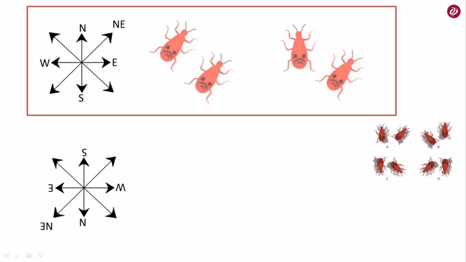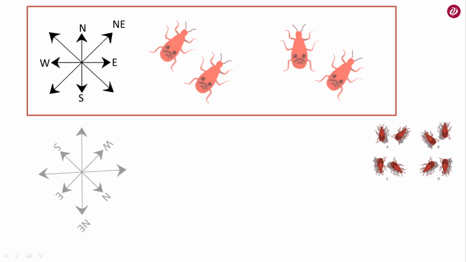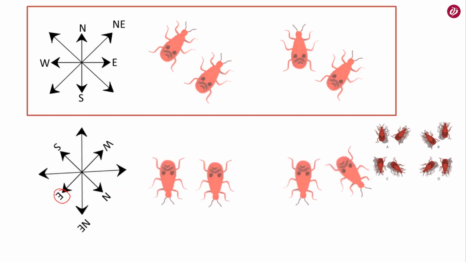Similarly, if we rotate the compass and keep placing the bug in that direction, we'll get different options. Here option C is formed, but the position of the shadow is wrong. Finally, in this position, we get option D and the position of the shadow is also correct. So the correct answer should be B and D.